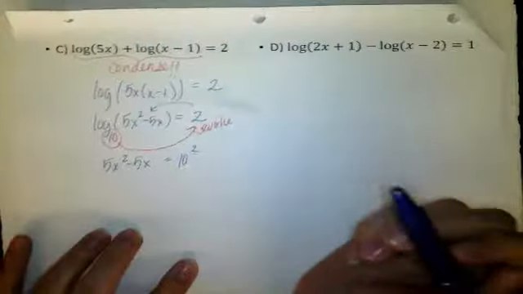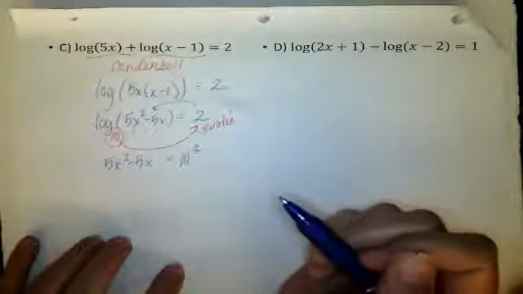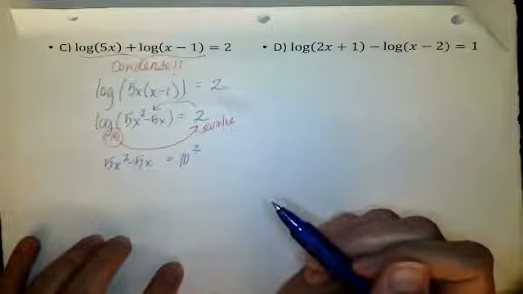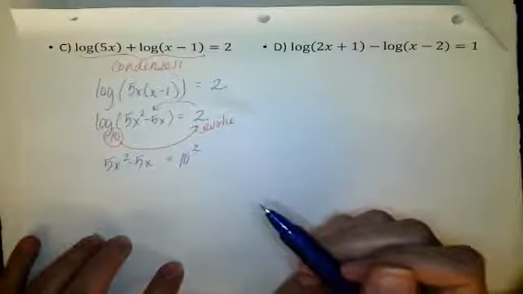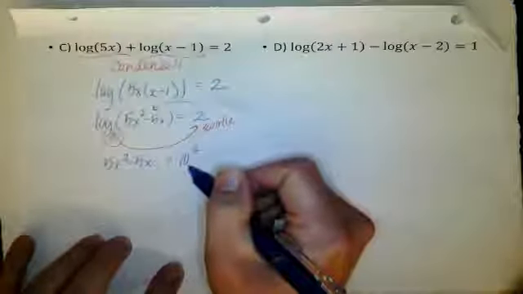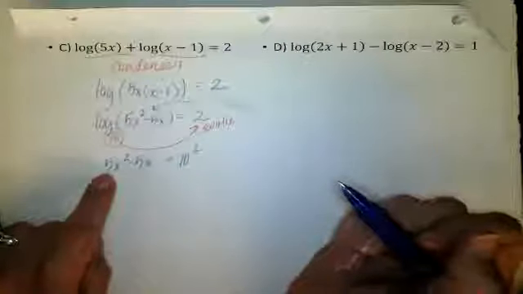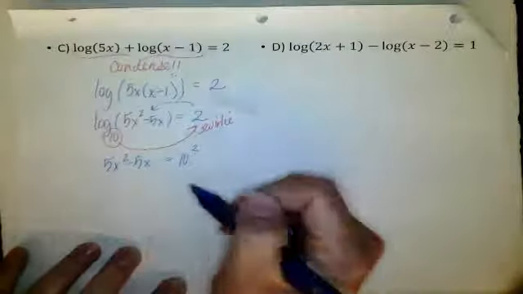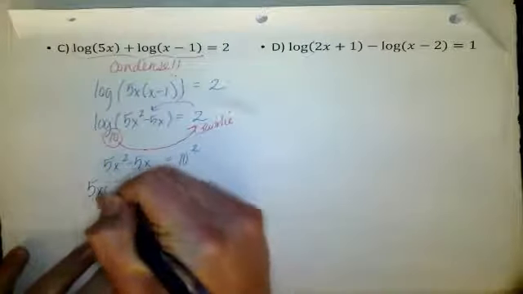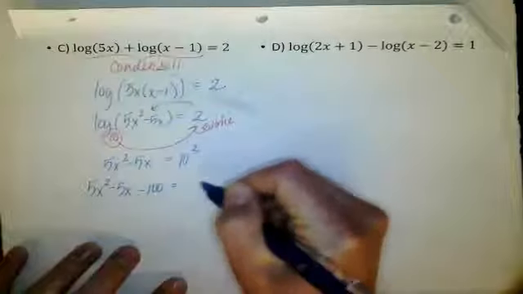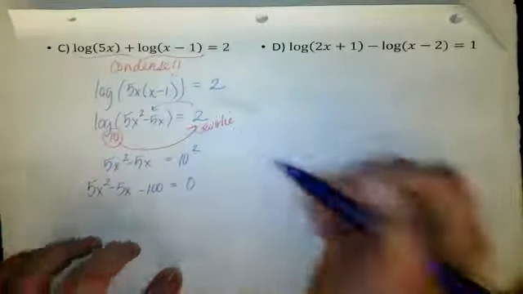What is 10 squared? 100, not 20. Nope, not 20. Favorite mistake. Okay, it's 100. So how do you solve when you've got a quadratic? Factor. So I'm going to set it equal to 0. So I have 5x squared minus 5x minus 100 equals 0.